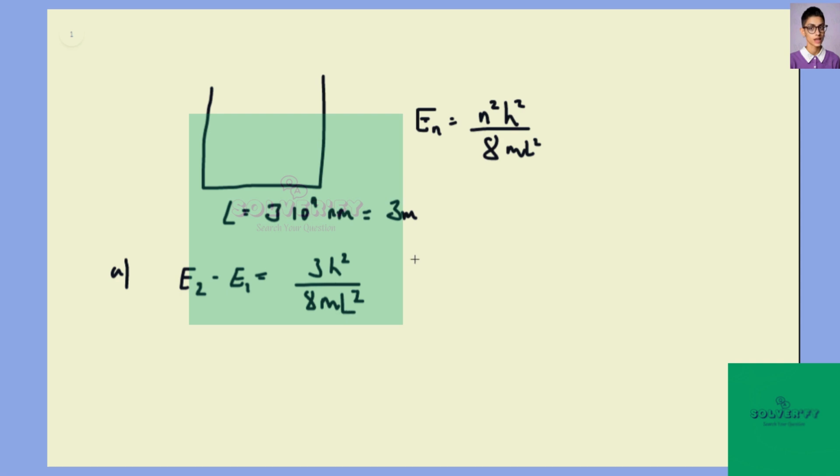H can be taken as hc instead. We can multiply and divide by c in the numerator and denominator. hc is 1240 electron volt nanometer. So the value of this comes out as 1.3 into 10 to the power minus 19 electron volts.